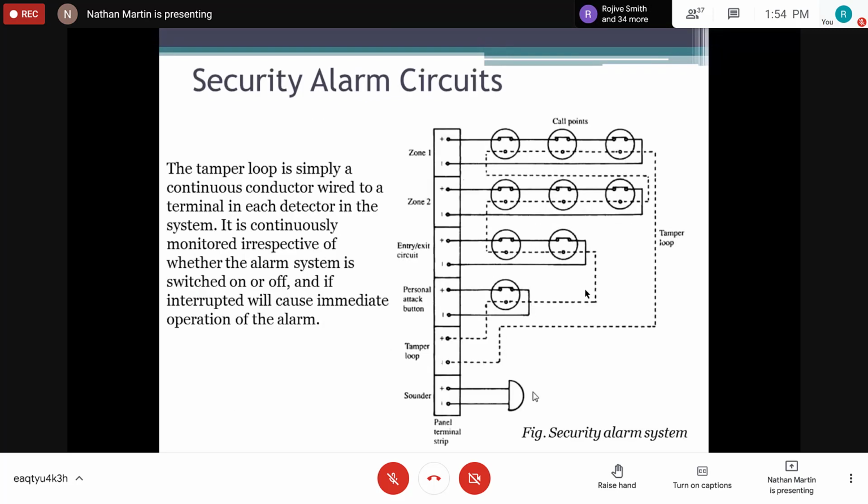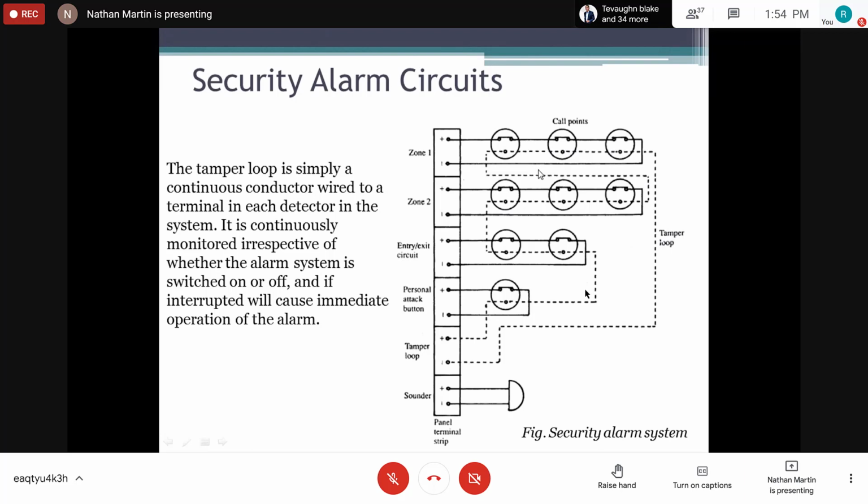All right, security alarm circuit. This is just the same thing as a fire alarm, similar type arrangement. You have an open circuit and you have a closed circuit, and they are showing you the different zones of control and how they are tied into your main panel. So this is your main terminals, and this is your sensing devices or your call points, right? And then we have a tamper-proof loop, right?